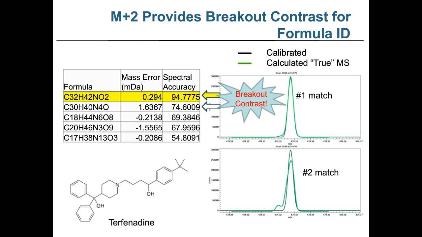This is some work that was done by one of our customers, and that's going to be published over the next few months. It's a very powerful approach to unknown formula ID, and he's done this on a whole variety of compounds they test internally, and it routinely will uniquely and unambiguously identify the correct formula candidate as the top candidate.